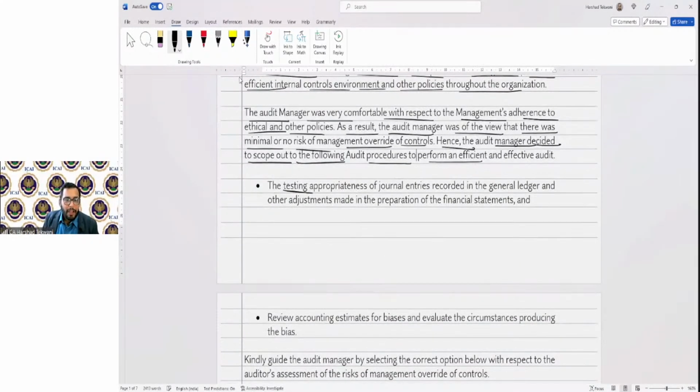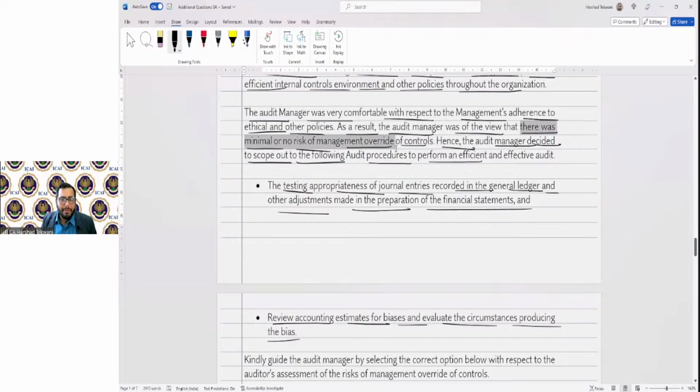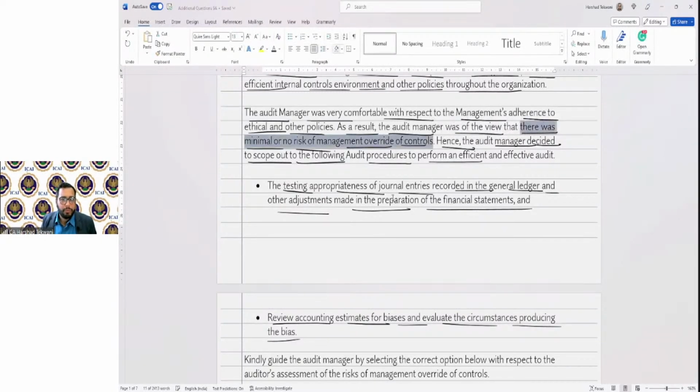One, testing of appropriateness of the journal entries recorded in the general ledger and other adjustment made in the preparation of the financial statement. Two, review accounting estimate for biases and evaluate the circumstances producing the bias. So these two procedures he decided to scope out because he thought there is no or minimal risk of management override of control. That's why he decided to scope out.